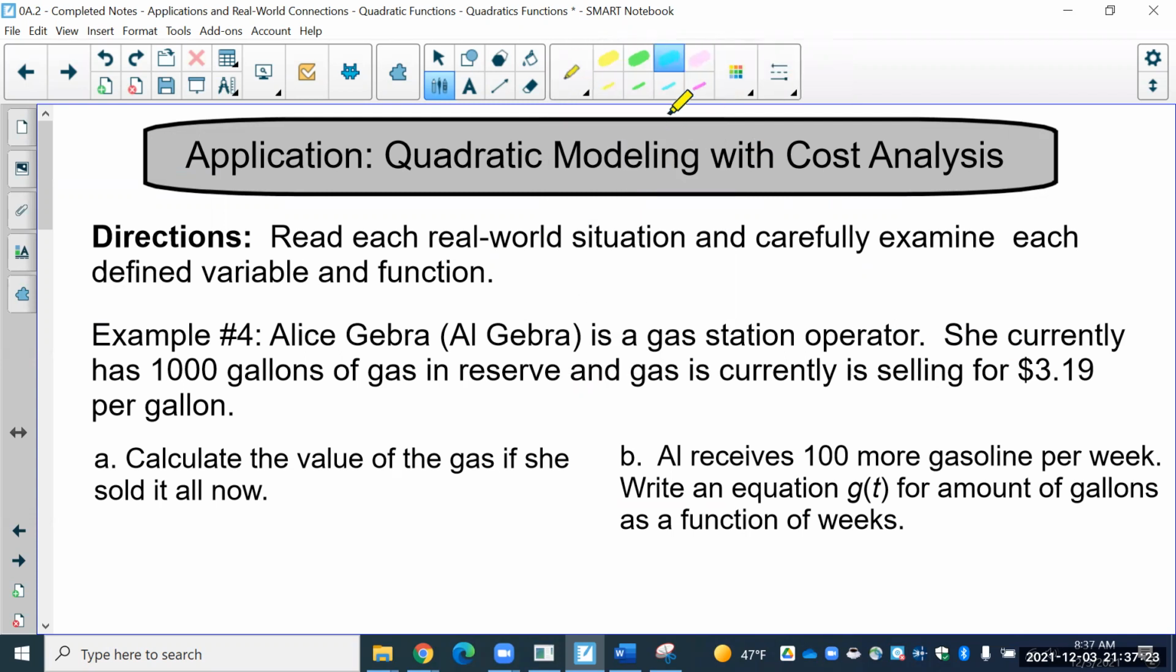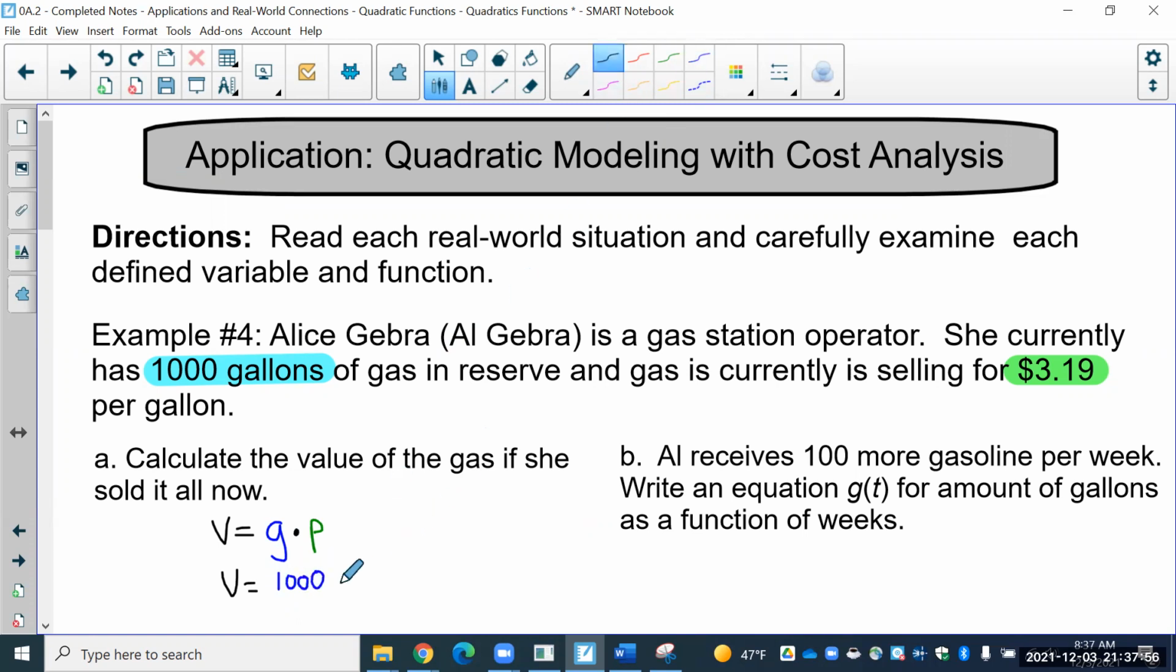So we have these two key pieces, right? She has 1,000 gallons of gas and the cost for the gas is $3.19. The first question says, how much is the gas worth now? What's the value of the gas? Well, the value would be to take the gallons that you have and multiply that times the price. So this is just a 7th grade math problem, right? It's just going to be 1,000 gallons times price.